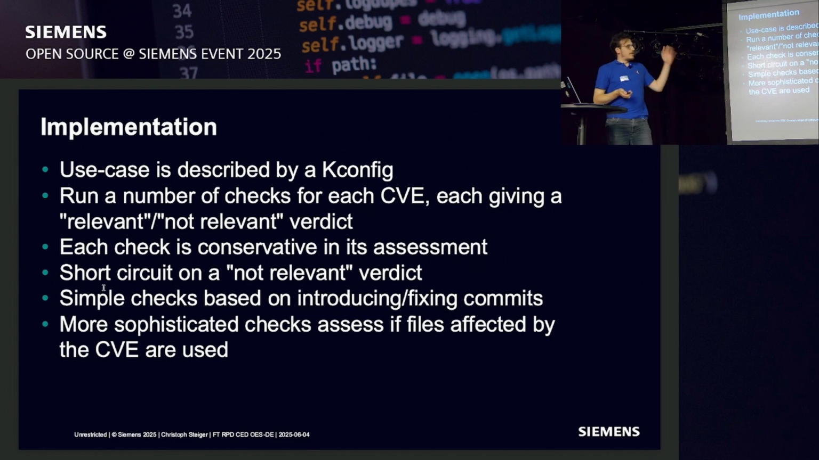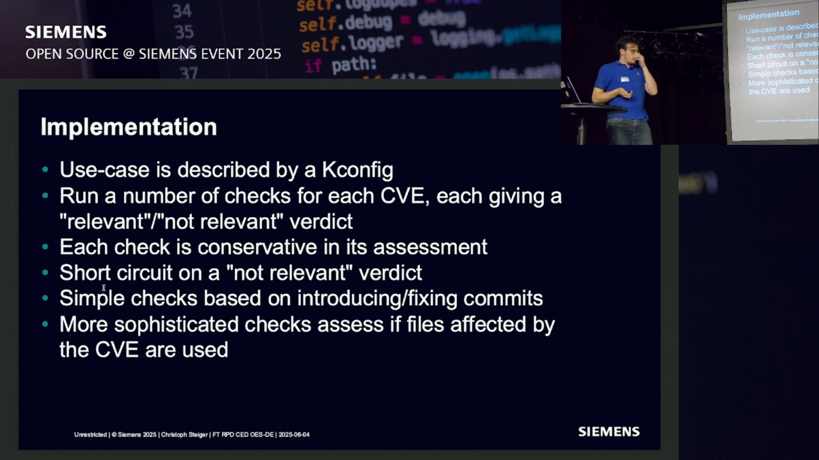So we run a number of checks. Each check gives a verdict, says this is relevant for us, this is not relevant for us, this specific CVE we check. Each of these checks is conservative in its assessment. That means if we encounter something we don't like, we are unsure, or just something strange happened, we raise our hands and say, okay, whatever, the CVE is probably relevant for us because we've failed in our analysis.